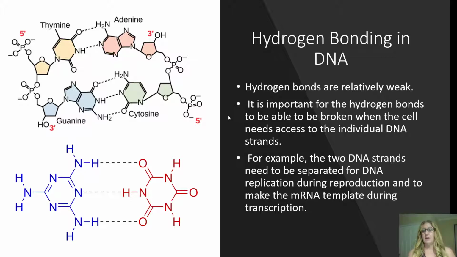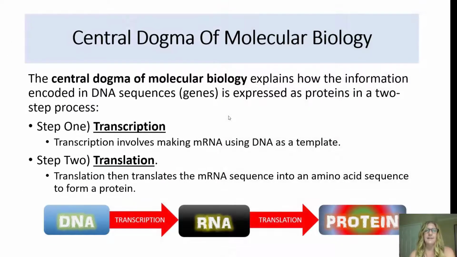So, for example, the 2 DNA strands have to be separated whenever you're going to have DNA replication during cellular reproduction. Also, anytime you're going to express any genes in the form of protein, you first have to do transcription, which means you're going to take a template of the DNA molecule, and you need access to that at that time. So that's why it's hydrogen bonding, so that we can easily have access to each one of those individual DNA strands.